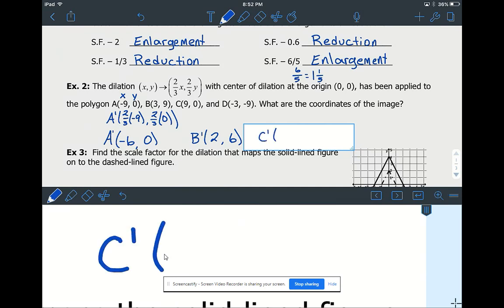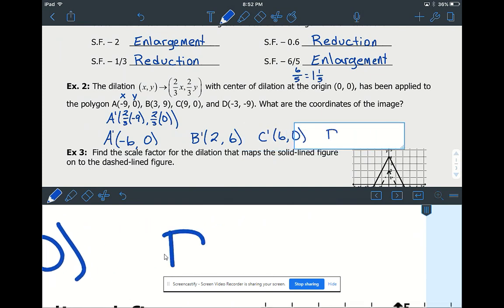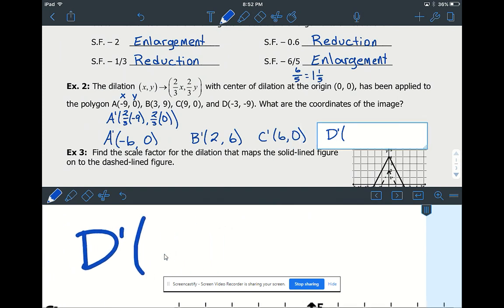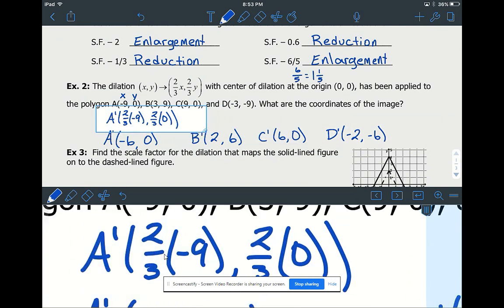C prime, we have another 9, so that's going to be 6 again, another 0. And then D prime. -3 divided by 3 is -1, times 2 would be -2. And then -9, we already found that answer at the beginning to be -6. Once again, if you can't do all of that in your head, either follow the formula from the beginning right here with A prime, or plug it into your calculator.